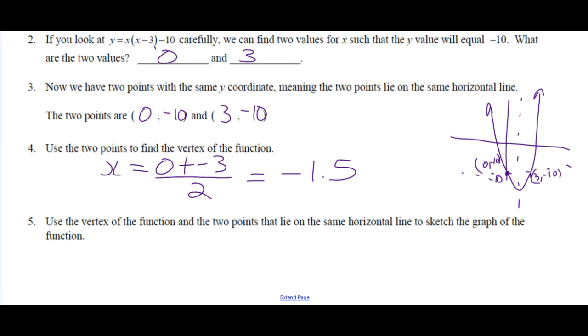So the whole idea behind partial factoring is that we can find 2 points on a horizontal line, 2 nice points, right? Because if we have x-intercepts, they could be like square root of 12 or something. That's not a nice point. We can find 2 nice points on a horizontal line, and then say, hey, any 2 points on a horizontal line, go halfway between them. There's the axis of symmetry. That's an equation of a vertical line, but that x value is the x-coordinate of the vertex. And then use the vertex of the function and the 2 points that lie on the same horizontal line to sketch this. So now we know that x is 1.5.